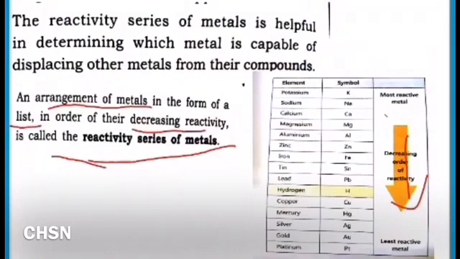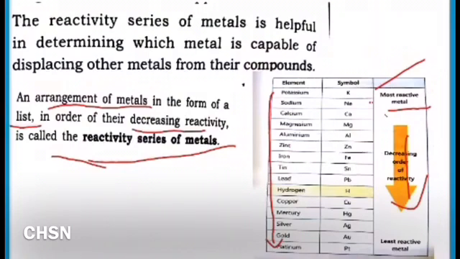What is the importance of this series? From this series, we can understand the decreasing reactivities. That means down the series, the reactivity of metals decreases. Potassium, the first metal, is the most reactive. Then down from potassium, next is sodium, then calcium, magnesium, aluminium, zinc, iron, tin, lead, hydrogen, copper, mercury, silver, gold, and the last one, platinum, the least reactive metal. So the reactivity decreases down. The most reactive will be potassium and the least reactive metal will be platinum.